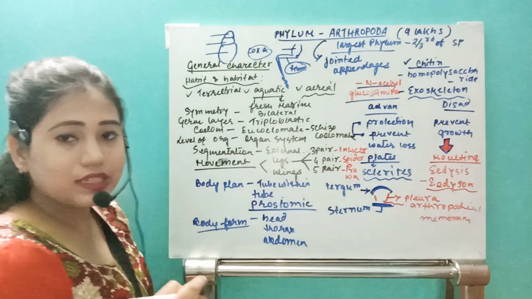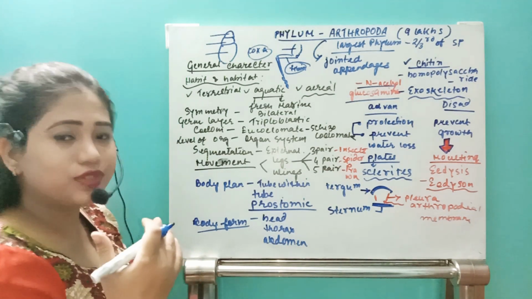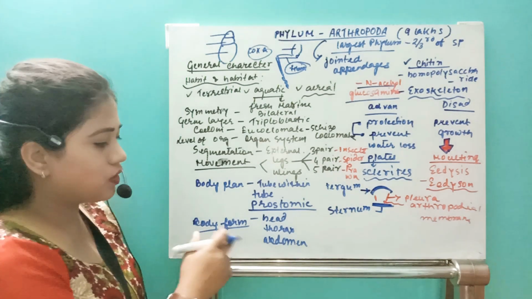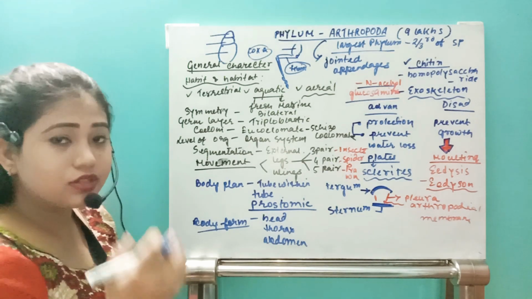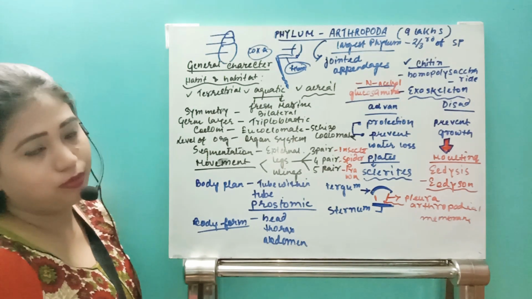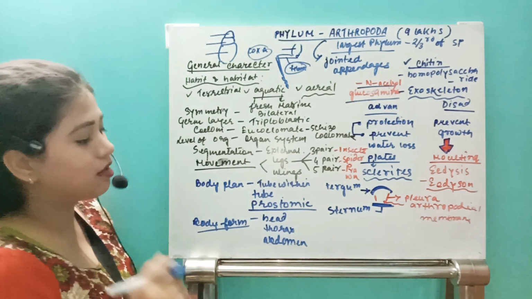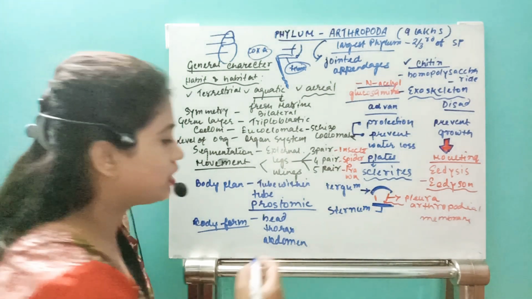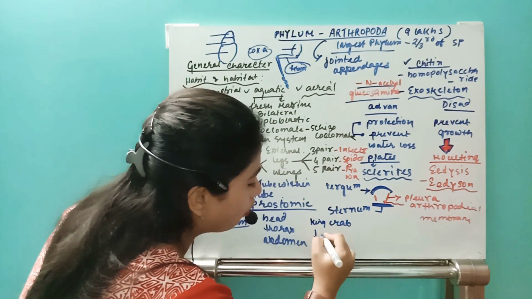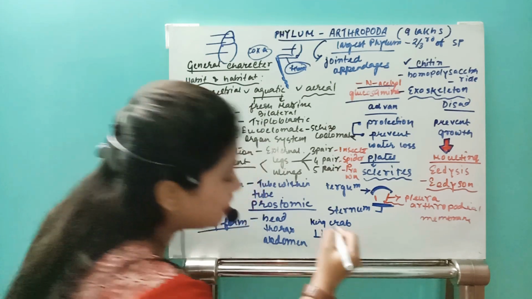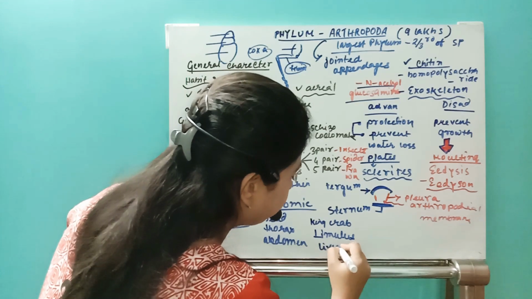This is general in the case of insects. If you see a cockroach or ants, these organisms have three body parts: head, thorax and abdomen. But there is one species, the king crab. Remember one thing I'm telling you: the king crab's scientific name is Limulus. Remember, Limulus is a living fossil.